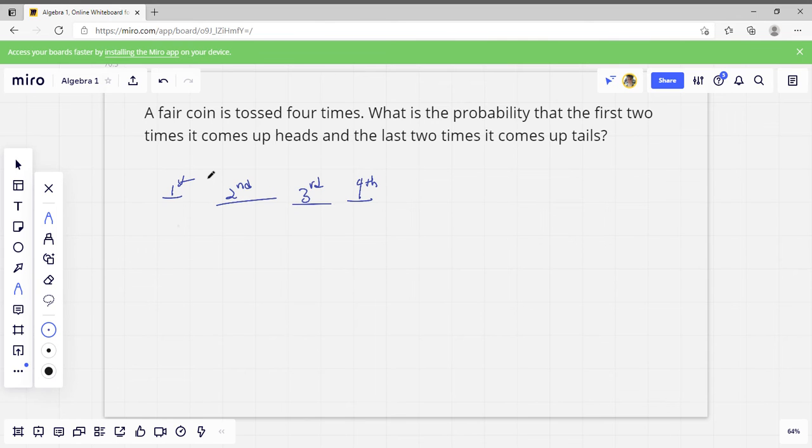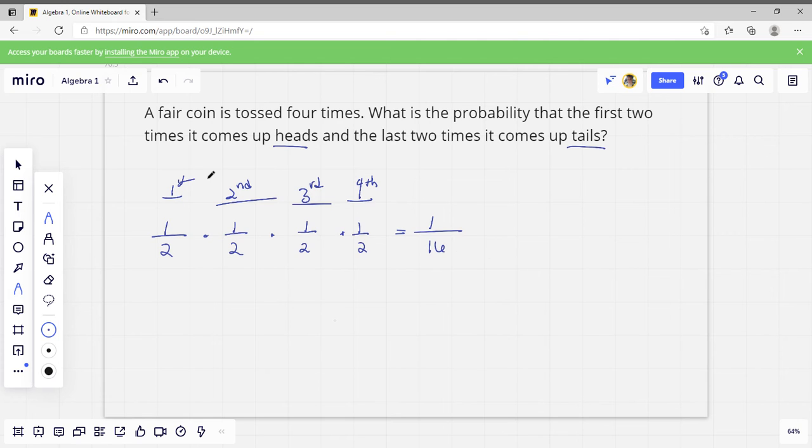Okay, on our first coin toss, the first 2 ones are heads, so that would be there's 1 chance to get heads out of 2 total chances. This one is also 1/2. Our third, last 2 times, it would be tails. So that's going to be 1/2 and 1/2. So we have got 1 tails out of 2 sides. We're just going to multiply all these together. 2 times 2 is 4, 4 times 2 is 8, 8 times 2 is 16.